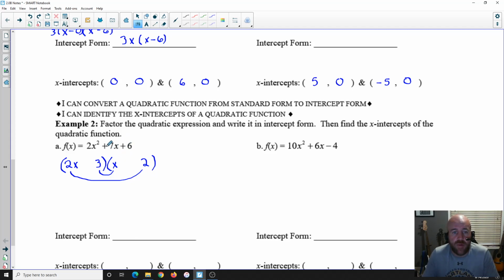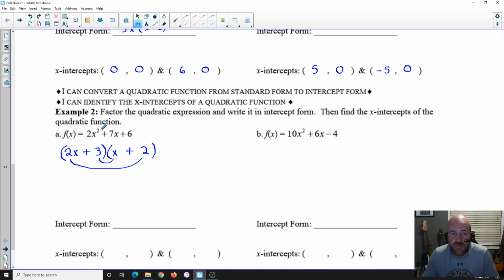Okay, so we have a positive and a positive, so it has to be both are positives because positive 3 times positive 2 is a 6. And then what really dictates it is this positive 7. The only way to do that is to have both of these positive. So this is our intercept form. Okay. So intercept form is 2x plus 3 and then an x plus 2.